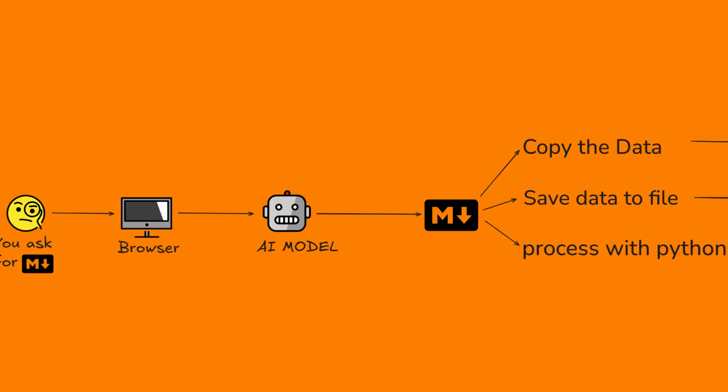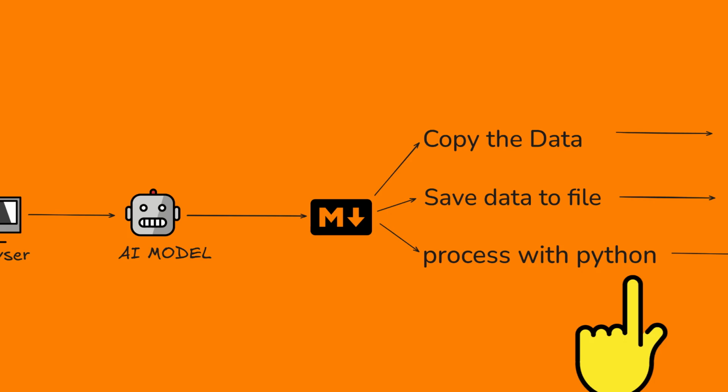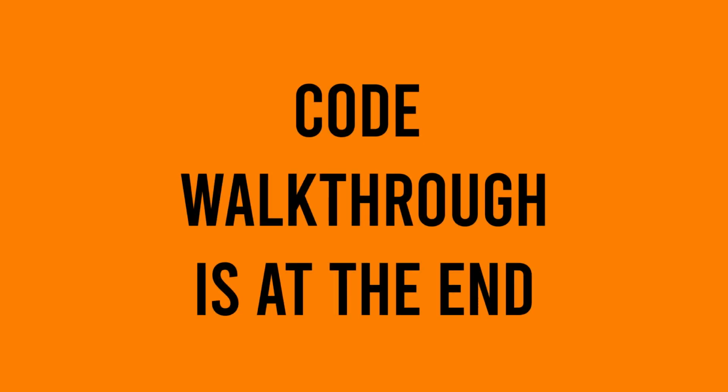There are 3 ways to get Markdown data from an AI model into Notion: copy pasting, importing Markdown, and full automation with Python. Stick around till the end. I'll walk you through the code that makes it all happen.